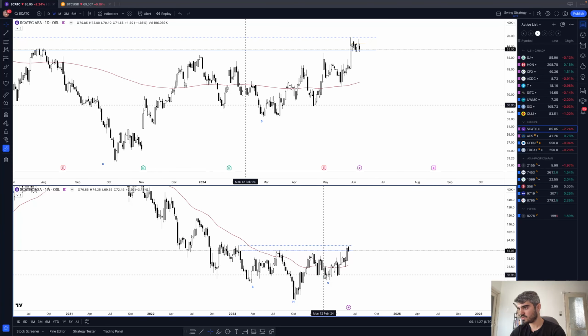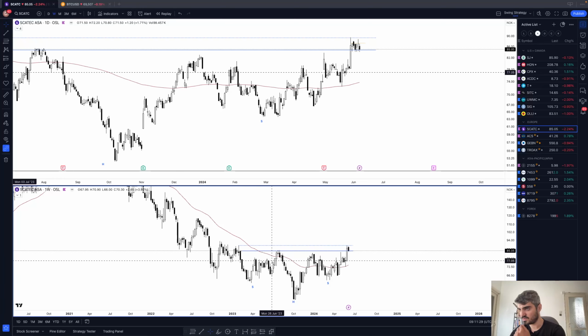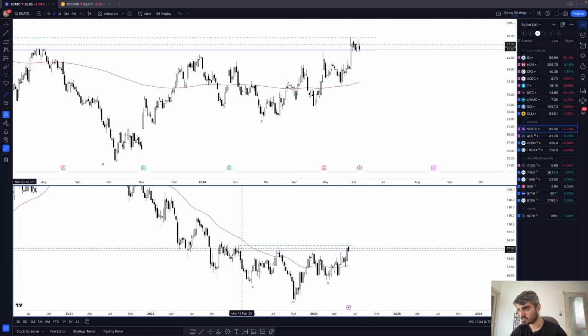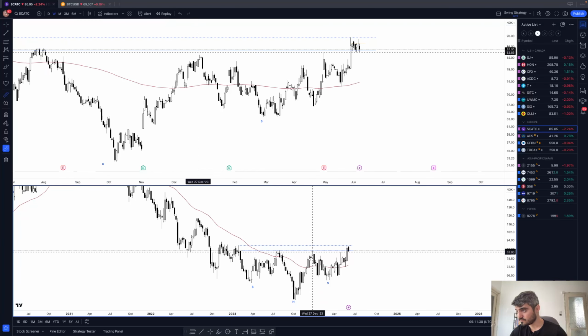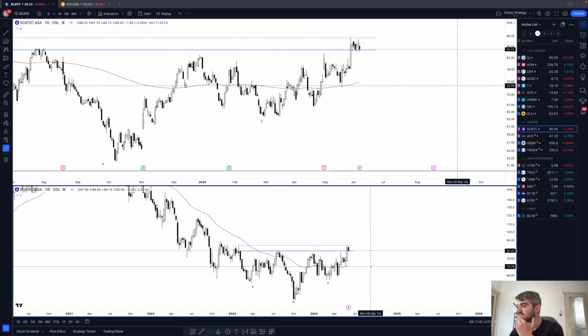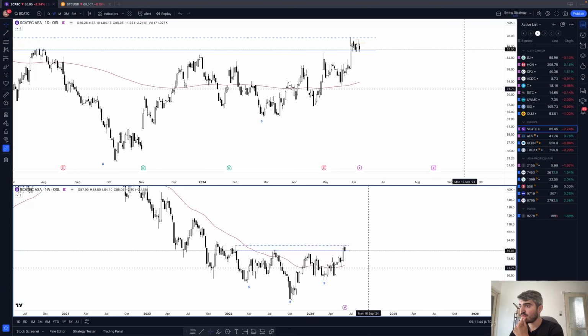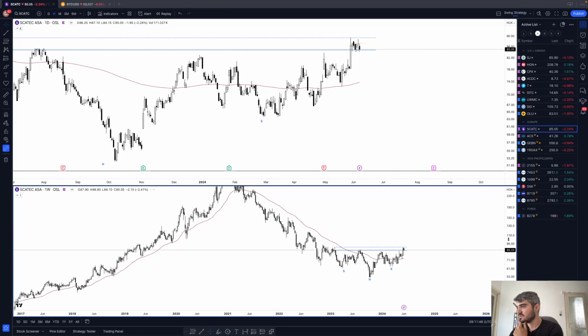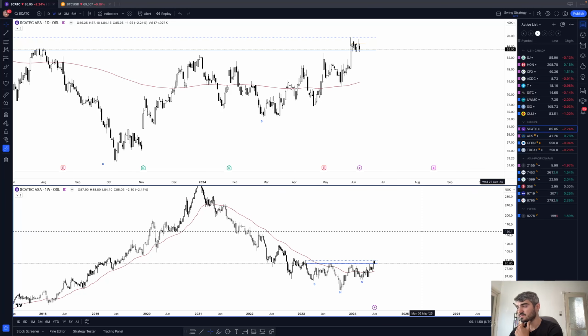The duration of the left shoulder is more or less the same as the right shoulder, which is something that we want to look at. Yep, almost identical in duration, above 200 MA, clear reversal pattern. Looks very good, honestly, very good.